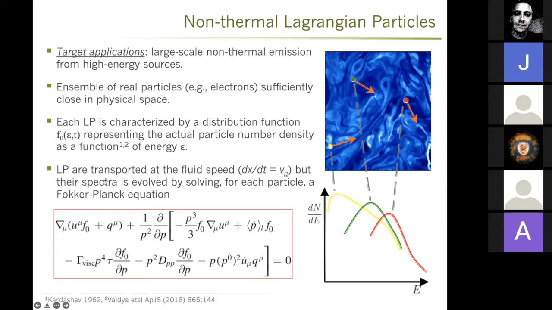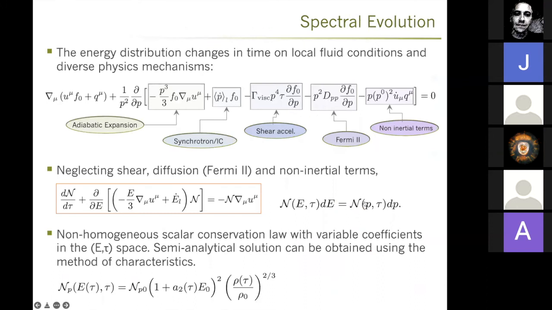Okay, now particles are moving with the fluid because they are transported at the fluid speed. But they have a spectrum attached to the particle. Now, the spectral evolution is very complicated because essentially inside you can embed any microphysics that you want, as long as you provide the correct recipe, okay?